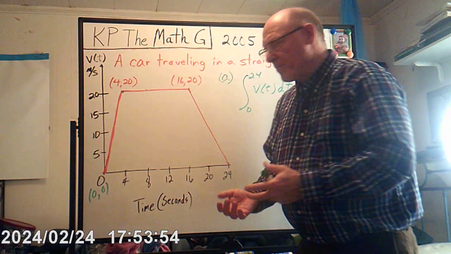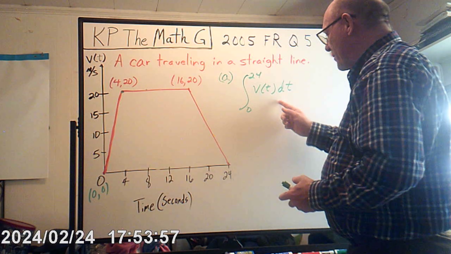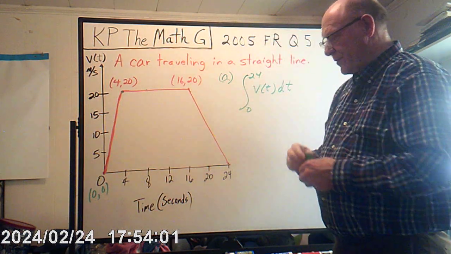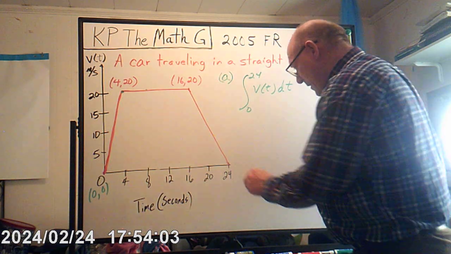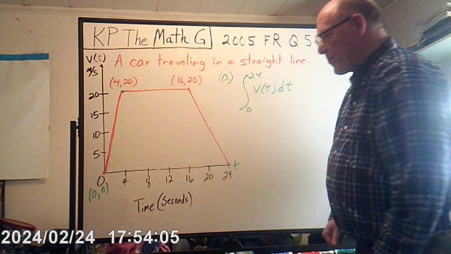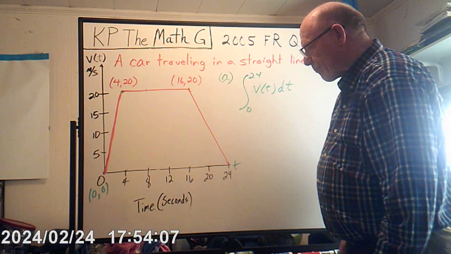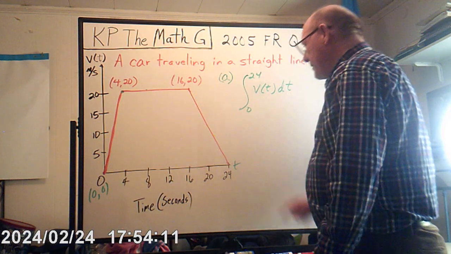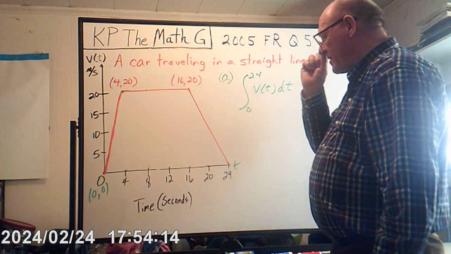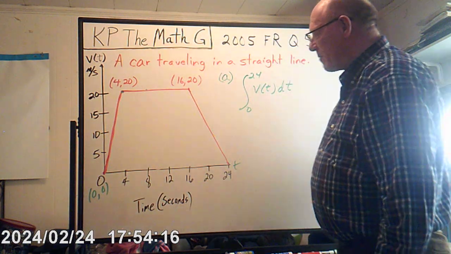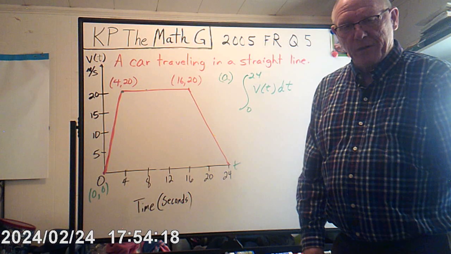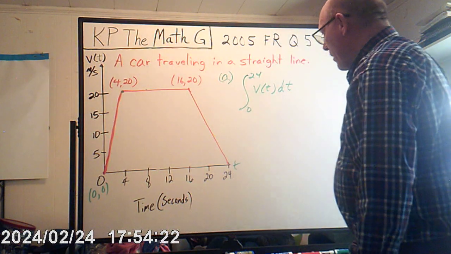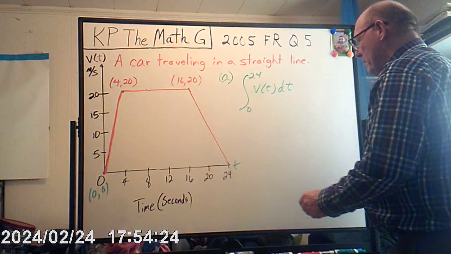How far did you go? We don't need to put absolute value bars around this because all of this is above the t-axis, if you will. Okay, we don't have anything below that. Alright, so this is actually total distance. How far did you go in this interval from 0 to 24 during this period of time? Okay. Alright, so let's see here.